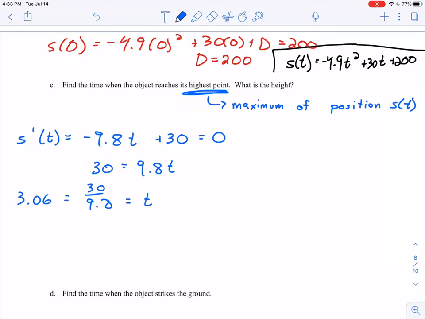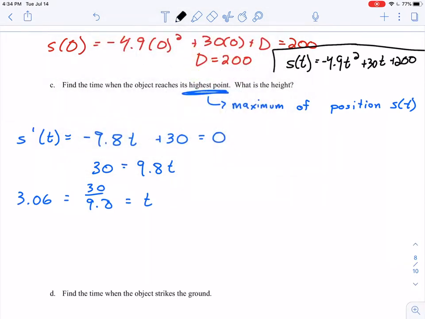So this is when it reaches its highest point. And actually I should pause right here and say, well, maybe, because I don't know if this is a maximum or a minimum, or perhaps neither one. So I may want to double check using either my first or second derivative test.